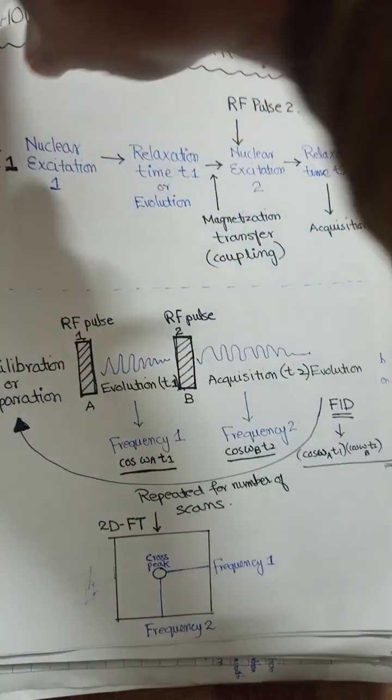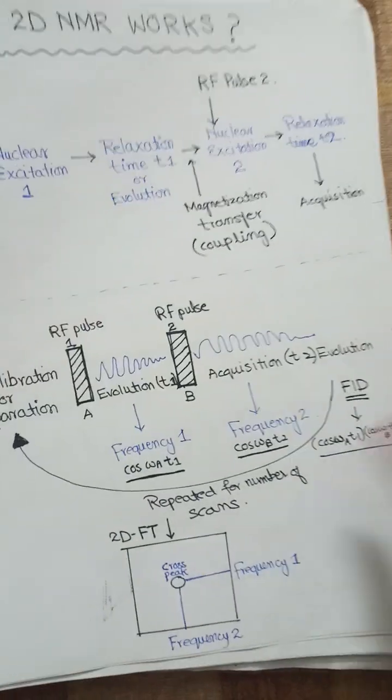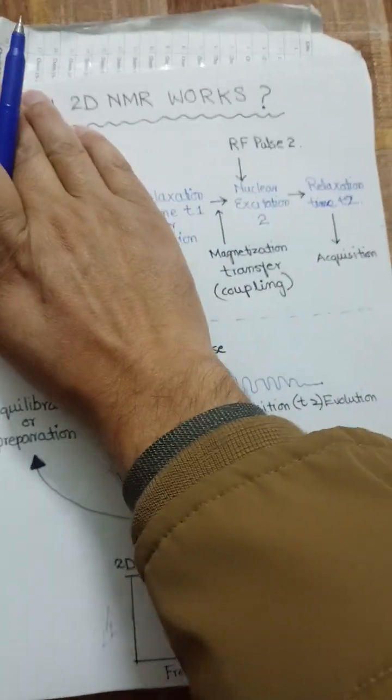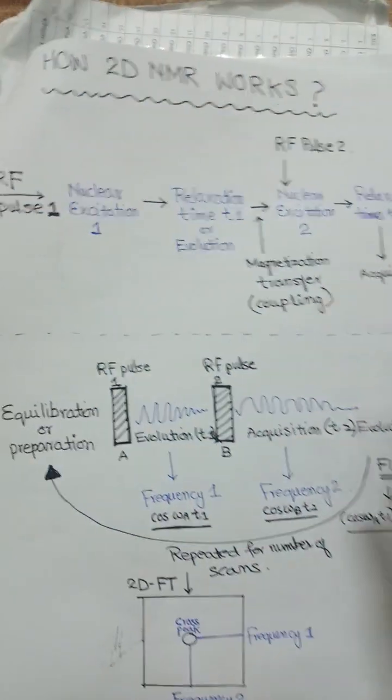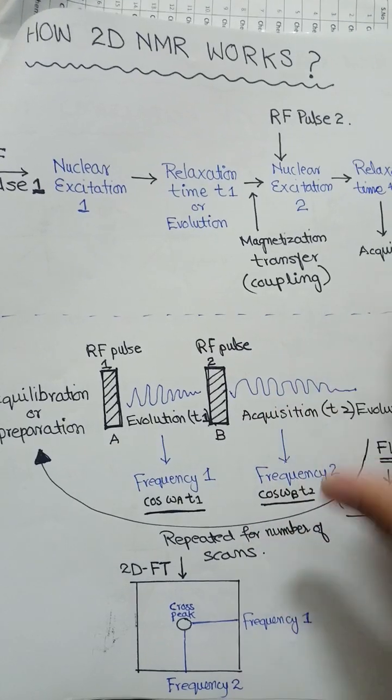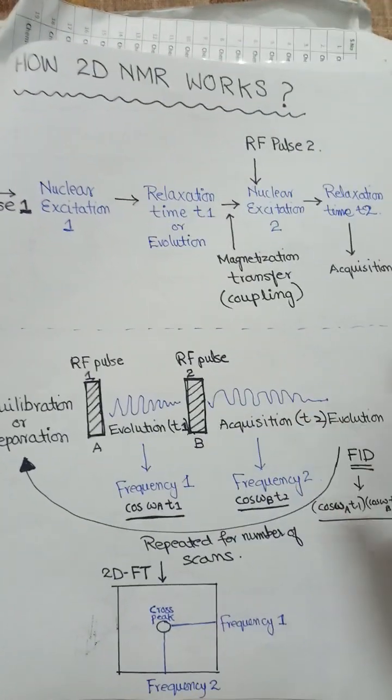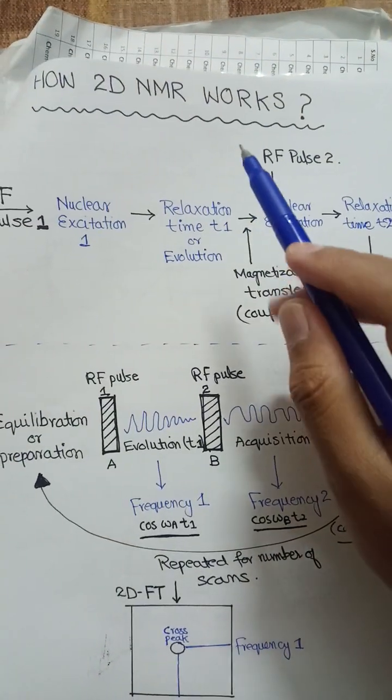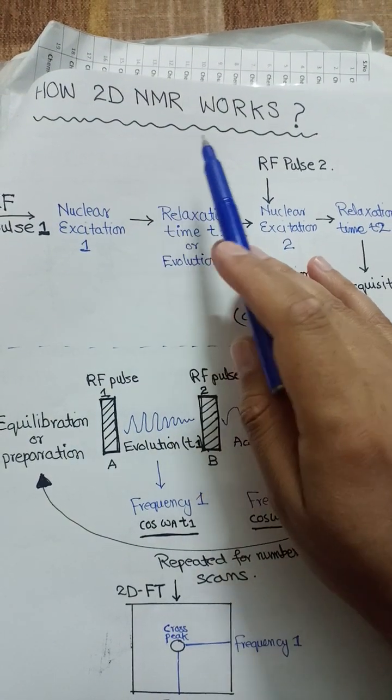Here we will discuss how we can work with 2D NMR, and secondly we will discuss the COSY technique, that is correlation spectroscopy, in this lecture video. So first of all, how 2D NMR works.